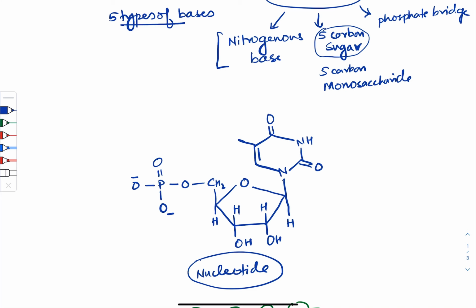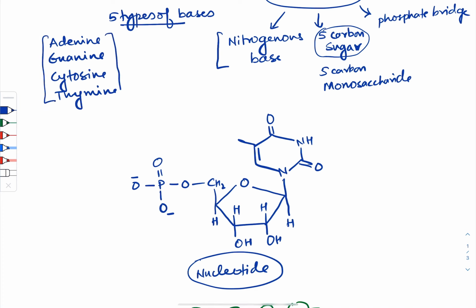I'm going to list them out: adenine, guanine, cytosine, and thymine. Okay, and that's the four. These four are present in DNA, by the way. These are the ones that DNA has, four different types. And then you have another one, which is uracil. Uracil is present in RNA.